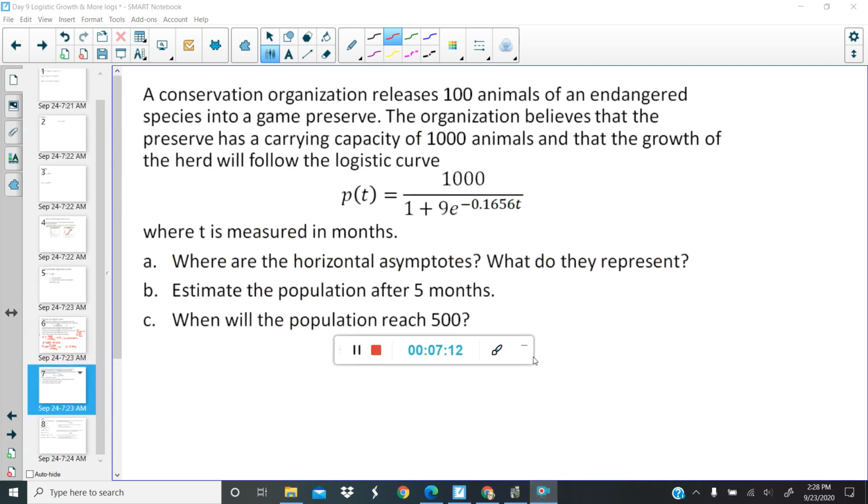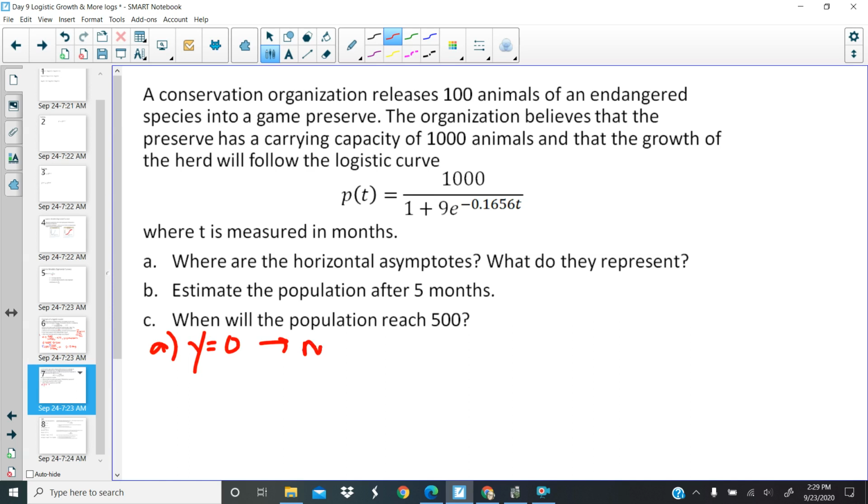Okay, so I just want to quickly go through one more example. In this one, a conservation organization releases 100 animals of an endangered species into a preserve. They believe that the preserve has a carrying capacity of 1,000 animals, and the growth is going to follow this logistic curve. So the first thing that it wants to know is what are the horizontal asymptotes and what do they represent? So for A, the first horizontal asymptote is of course going to be y equals 0.